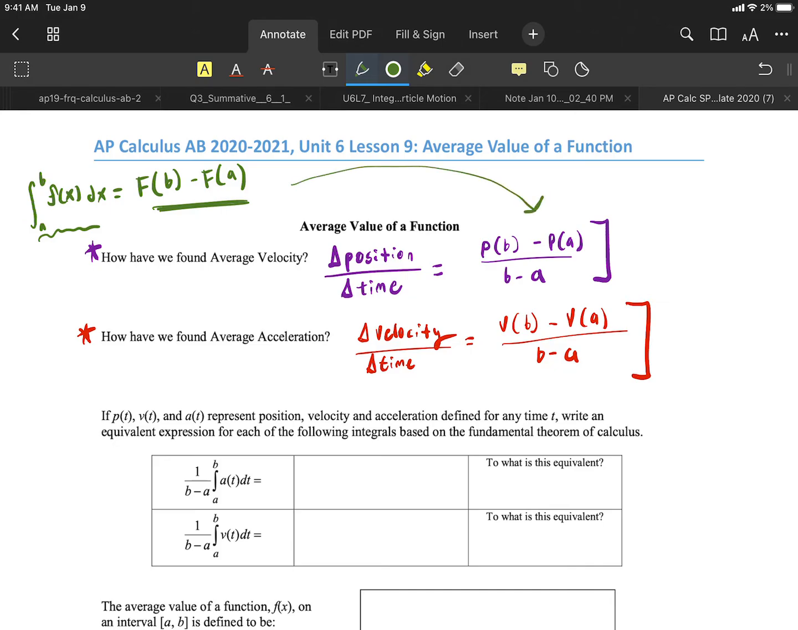And so here is, thinking in terms of velocity and acceleration, if you just mechanically work this out using the fundamental theorem of calculus, well, this right here, I know via the FTC is v of b minus v of a, because the antiderivative of acceleration is velocity, all over b minus a. Holy cow, that is the same thing as average acceleration.